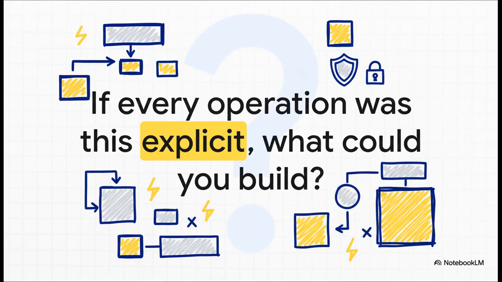So I'll leave you with this one last question. Just imagine, for a moment, if every single operation in your application, from reading a file to fetching data from an API, was this honest, this explicit about every possible thing that could happen. What kind of amazing, rock-solid, ambitious software could you build if you never had to second-guess what your code was really going to do?